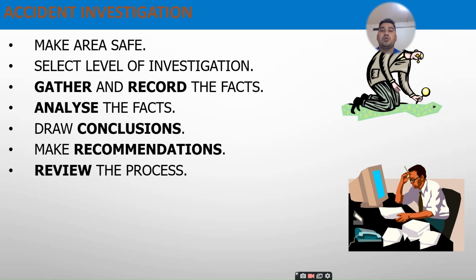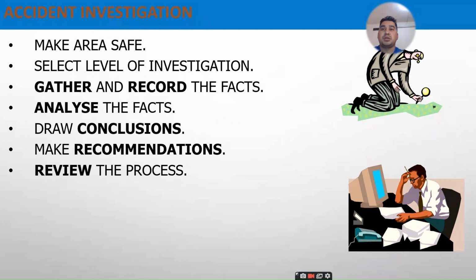After that, you have to draw the conclusion. Drawing the conclusion means you have to get the root cause. If you are not getting the root cause, it means that your accident investigation is not completed. So you must get the root cause. Once you get the root cause, you have to make recommendations to make sure that the same incident or accident will not happen again in the future because of the same thing.